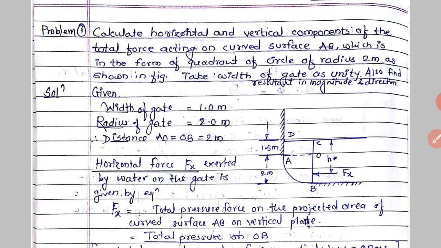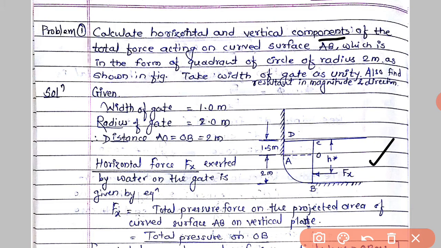See here, problem is given. Calculate horizontal and vertical components of the total pressure force acting on the curved surface AB, which is in the form of quadrant of the circle, one-fourth part of the circle of radius 2 meter as shown in this figure. Take width of the gate as unity and also find resultant in magnitude and direction.